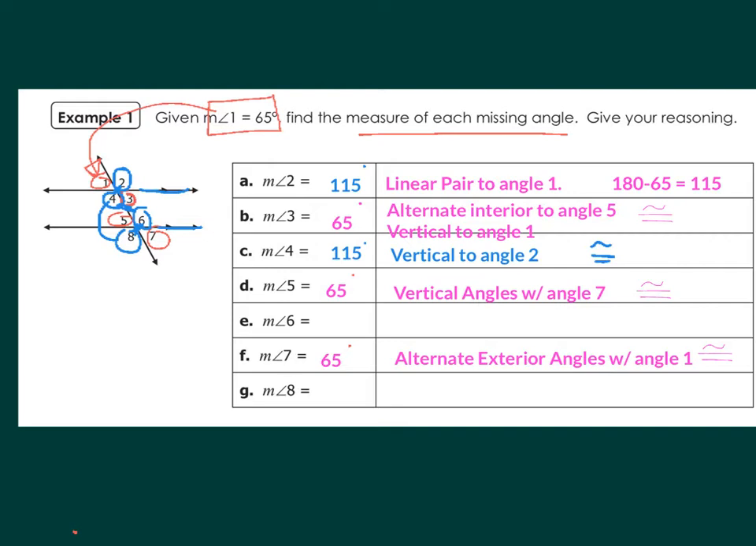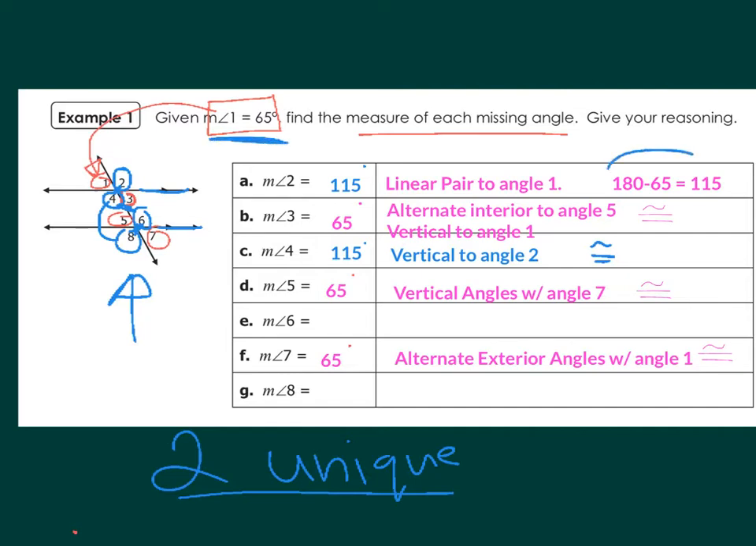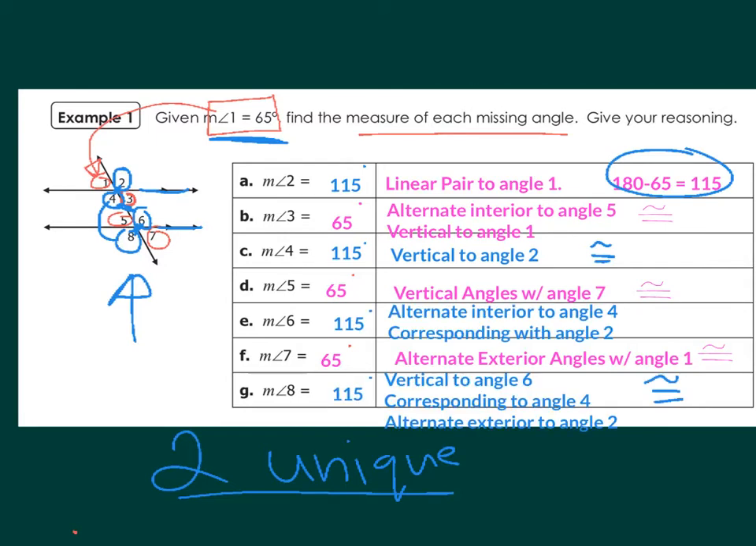So as you see, there's really only 2 unique measurements in this whole picture up here. There's only 2 measurements. One was given and the other was 180 minus 65. So let's go ahead and fill this in and move on. So I have my reasons filled in for angle 8 down here. Angle 8 is vertical to angle 6. It's also corresponding to angle 4, and it's alternate exterior with angle 2. All of those, if you look above at the sheet, point to the concept of congruency.